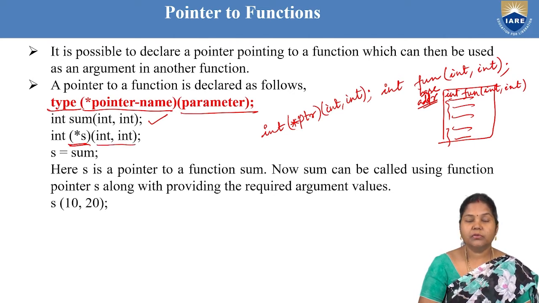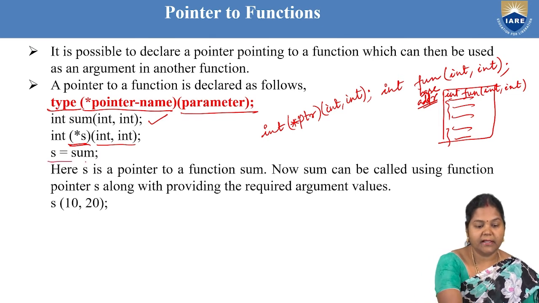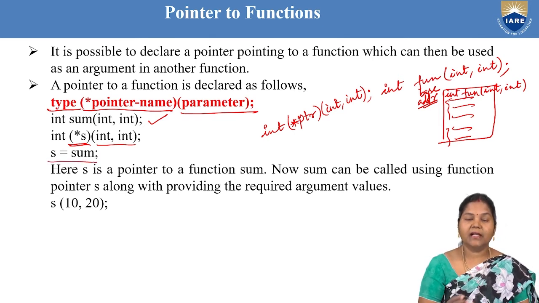Now, how to store its address? By simply writing s is equal to sum. So, the address of the function sum will be stored into the pointer s.